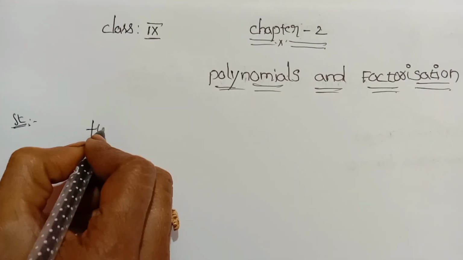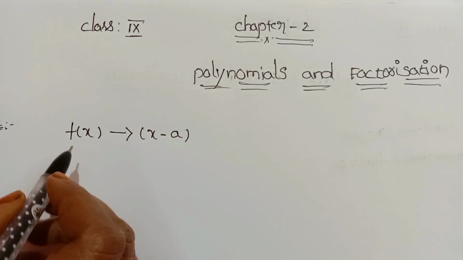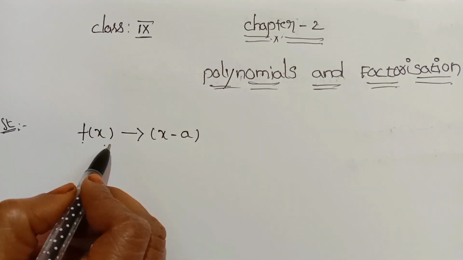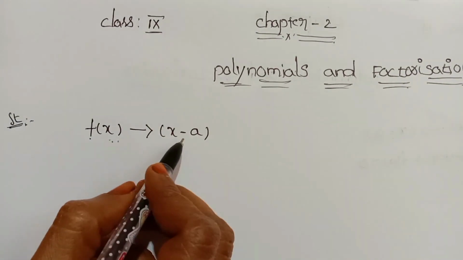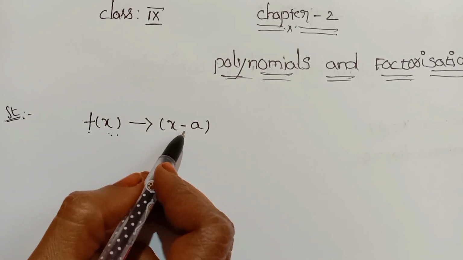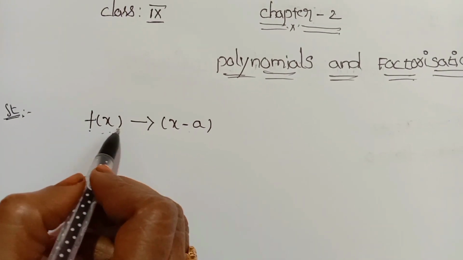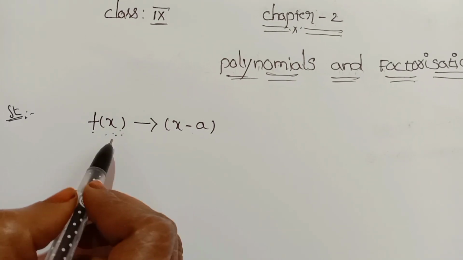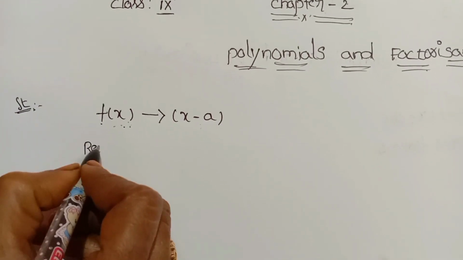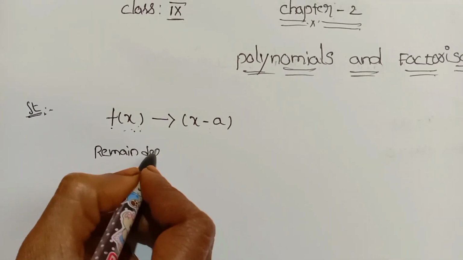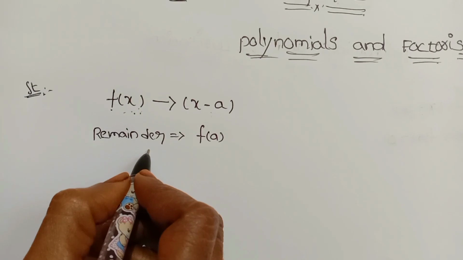f of x implies x minus a. If f of x is a polynomial in the variable x, and if it is divided by x minus a, where f of x is a polynomial whose degree is greater than or equal to 1 and x minus a is a linear polynomial, the remainder is f of a. This is the remainder theorem.